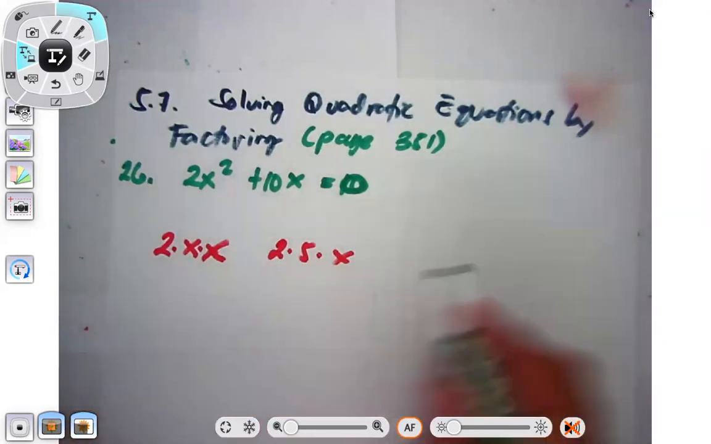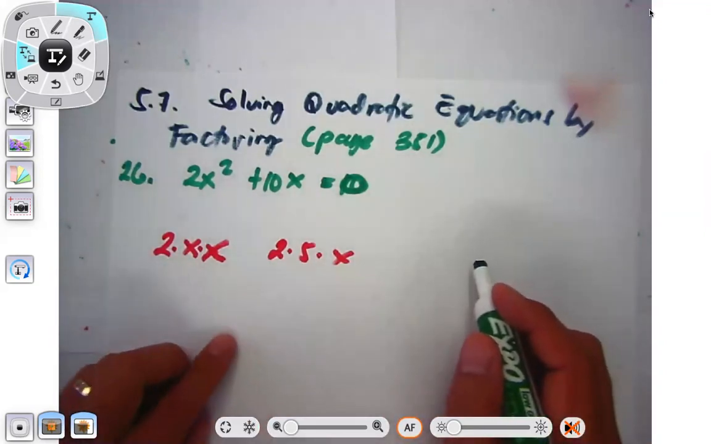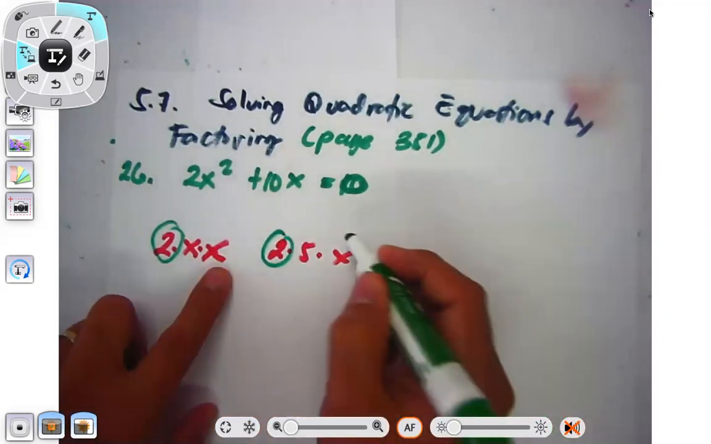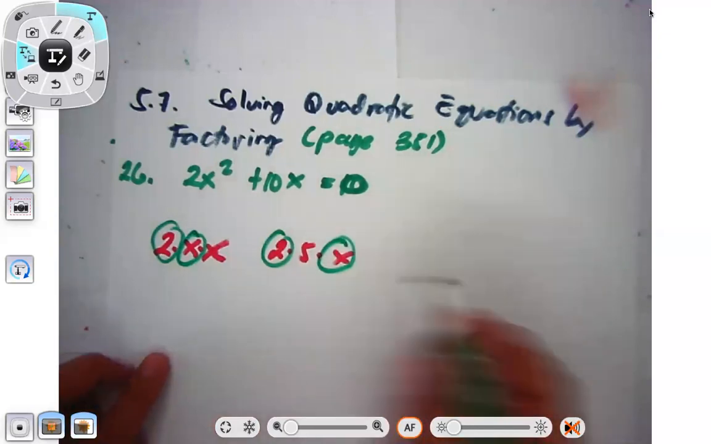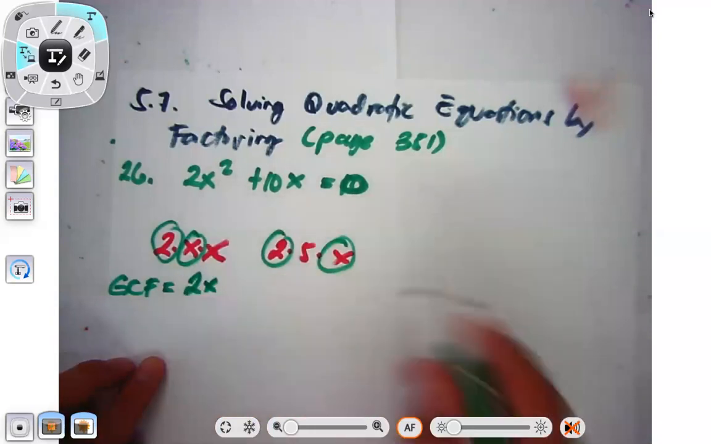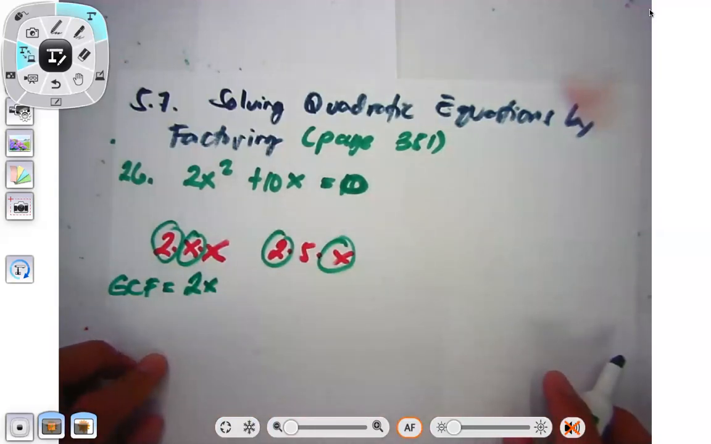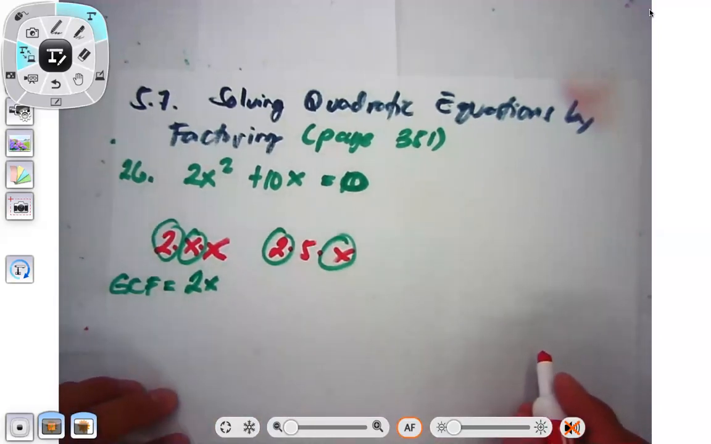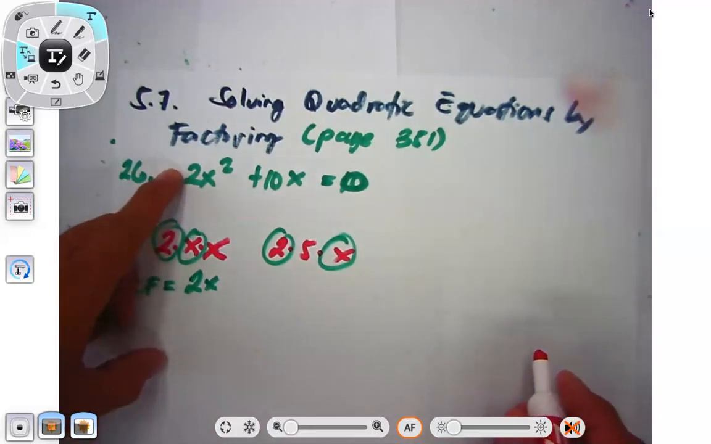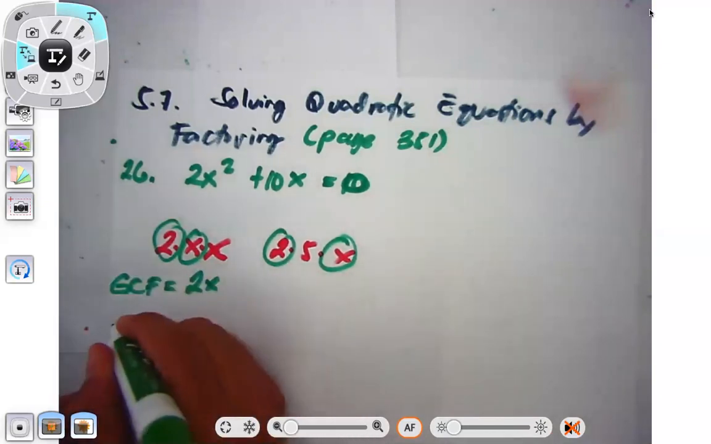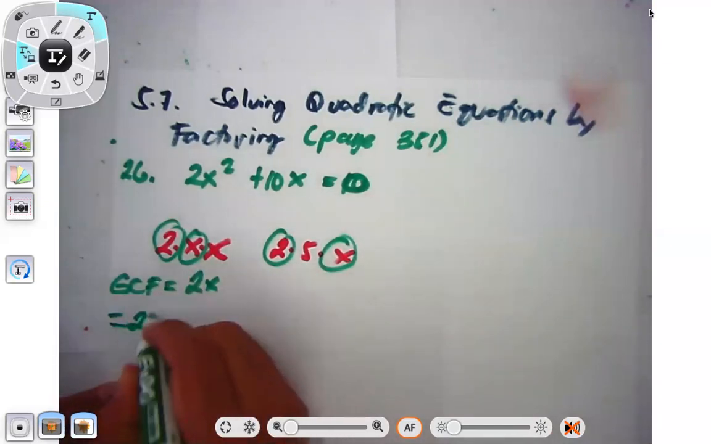Now, what's common to each of these? We see 2. We also see x. And so our GCF here is equal to 2x. All right. So for 2x squared plus 10x, our GCF is 2x. It's positive since our sign here is positive. Now one of your factors here is 2x.